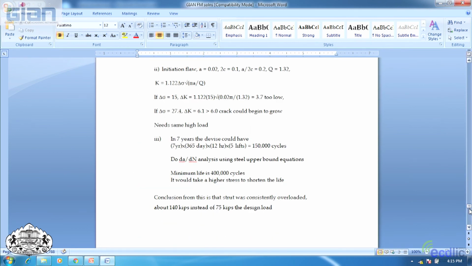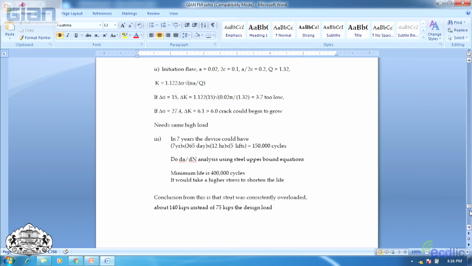This one's doing tricky things. Okay, maybe it'll settle. Anyway, if the stress is really 15, then the delta K would be 3.7. Now the threshold was 6. So if the stress was really about 27, as I got from the K1C failure, that would have gotten enough for the crack to grow. So in order to make that crack start growing, it looked like there was a high load.